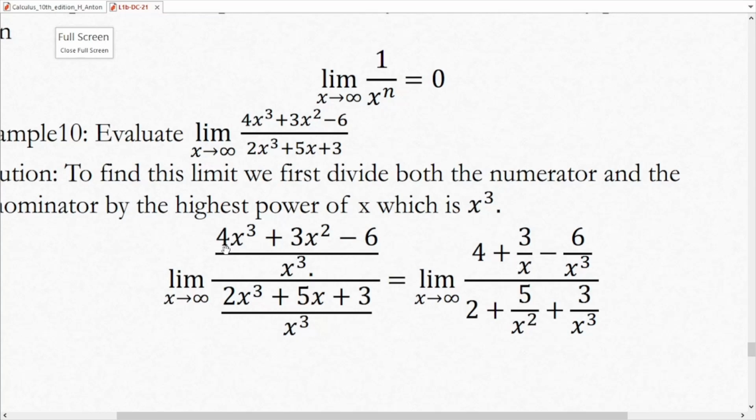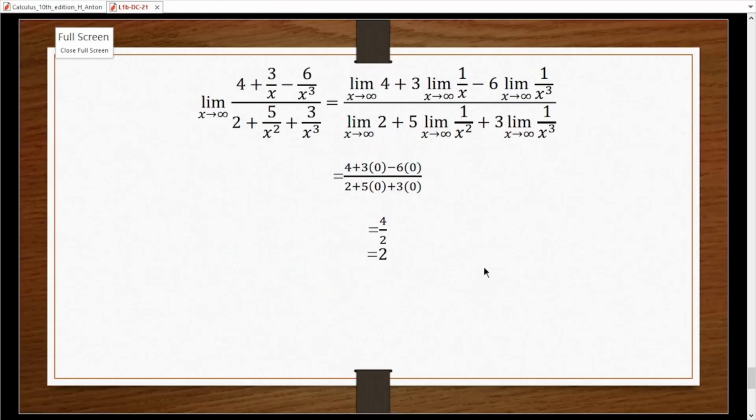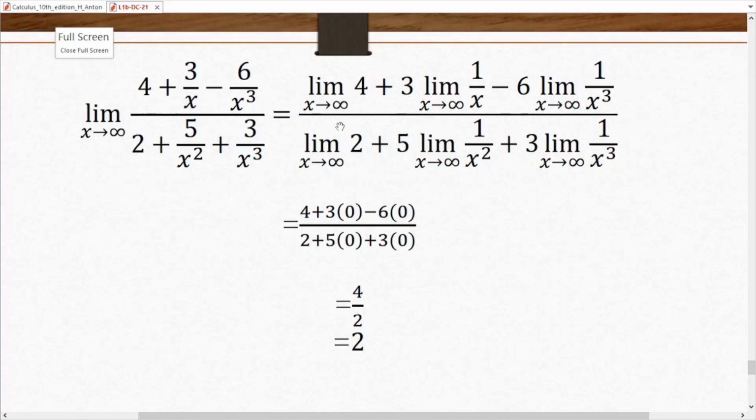Kapag dinivide natin siya individually, makakancel yung x cubed. This becomes 4 plus, 3x squared divided by x cubed, that is 3 over x, and then minus 6 over x cubed. Ganun lang din yung sa denominator niya. So this simplifies to this expression. After nitong expression na to, ano nang kasunod? Evaluate natin yung limit. The limit of 4 is 4, since wala naman tayong sa-substitutean na value ng x.